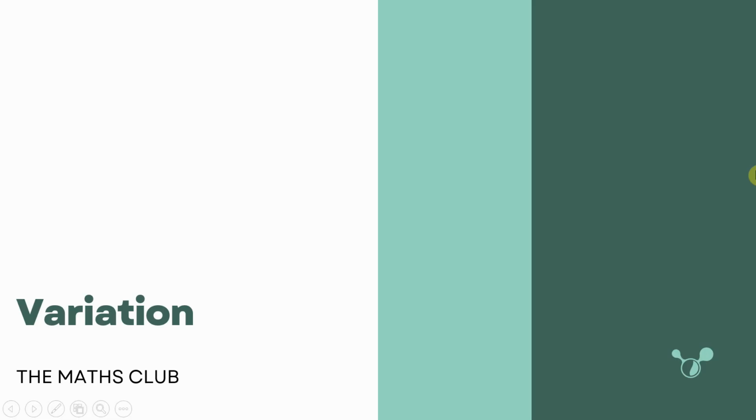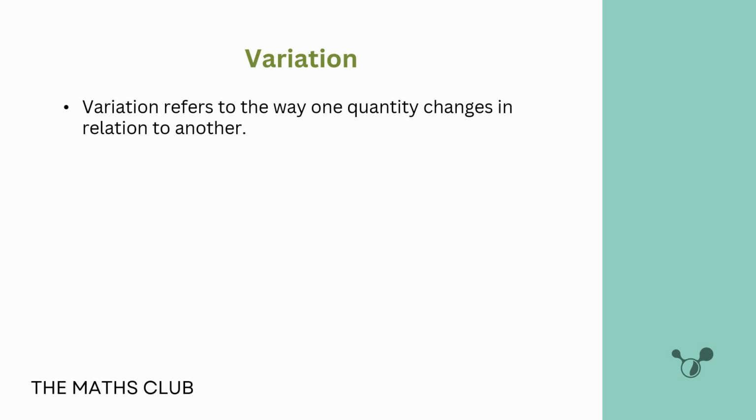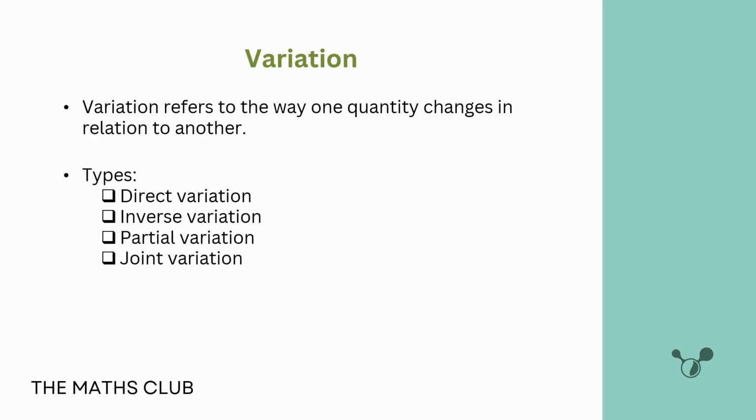So back to variation. What is variation? Variation refers to the way one quantity changes in relation to another quantity. And there are different types of variation. We have direct variation, inverse variation, partial variation, and joint variation. We're going to look at all of this in depth.